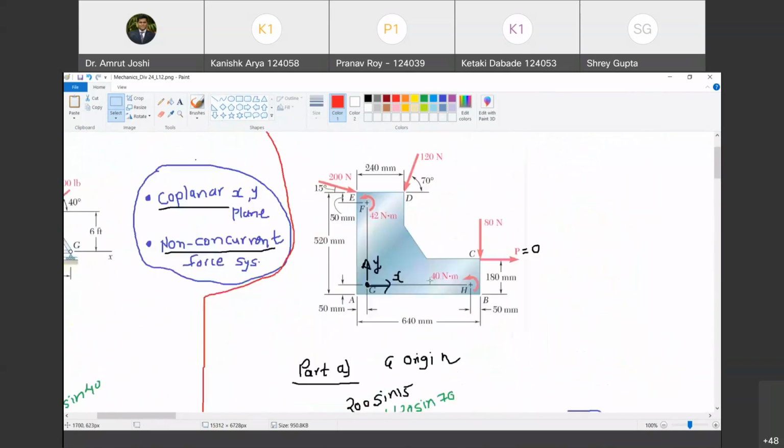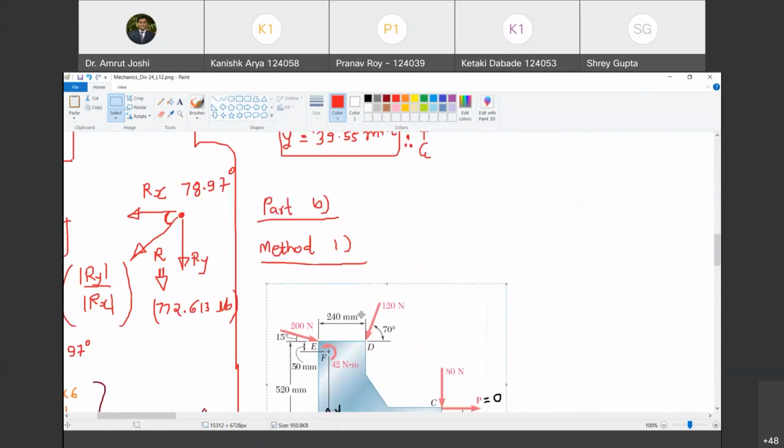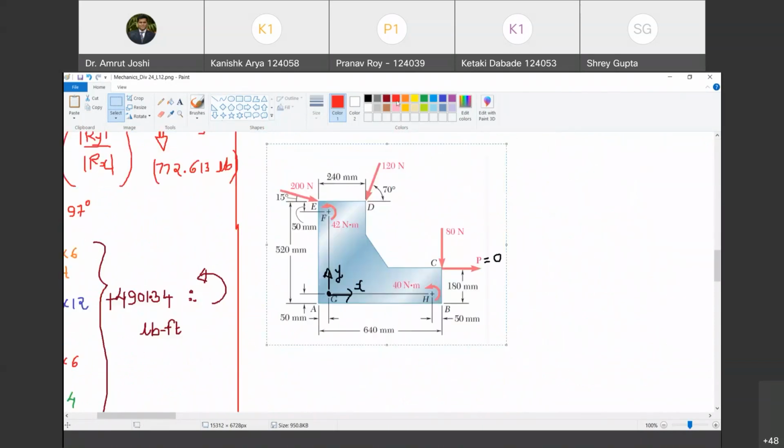So let us read part 2. What is part B? Determine the location of rivet hole if it is to be located along line GH. Are you with me? Yes, sir. So that is the part that we are handling now. So I assume that the rivet hole should be somewhere here on line GH.